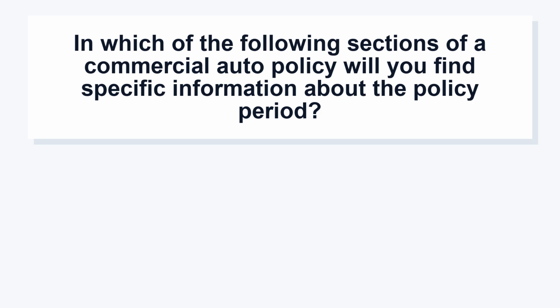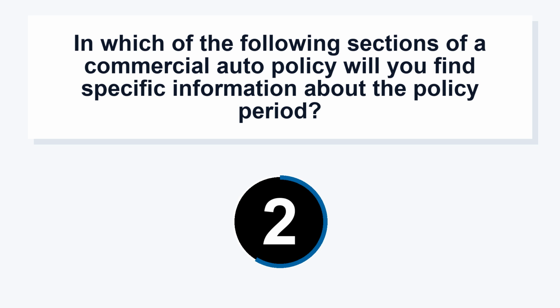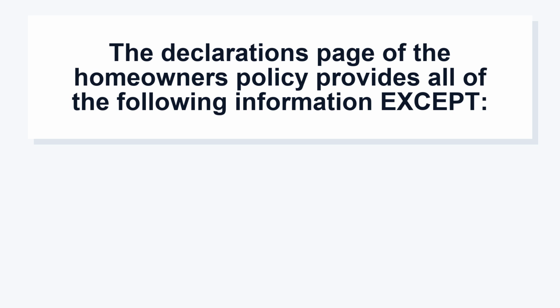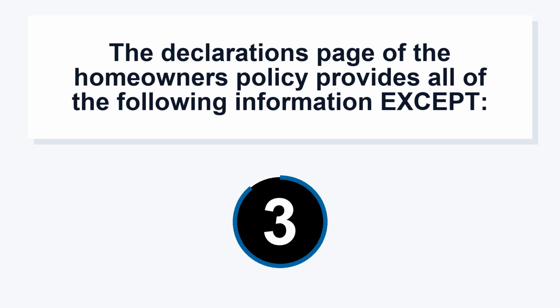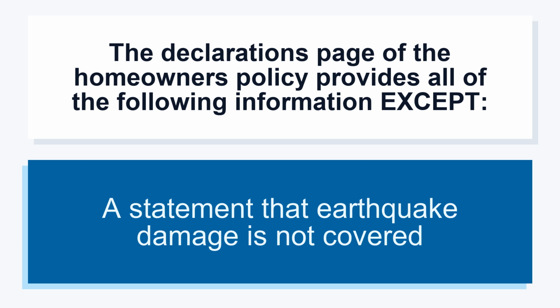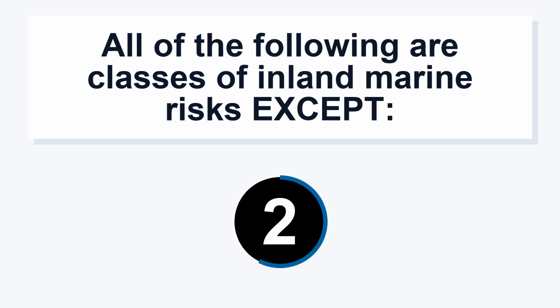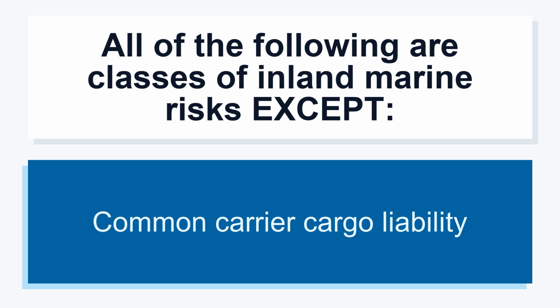In which of the following sections of a commercial auto policy will you find specific information about the policy period? Conditions. The declarations page of the homeowner's policy provides all of the following information except a statement that earthquake damage is not covered. All of the following are classes of inland marine risks except common carrier cargo liability.